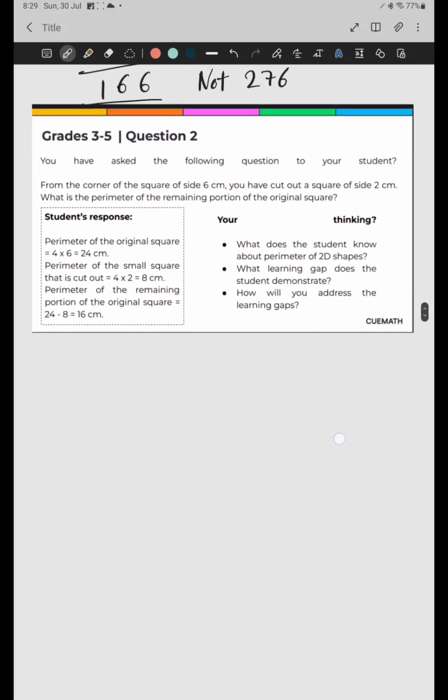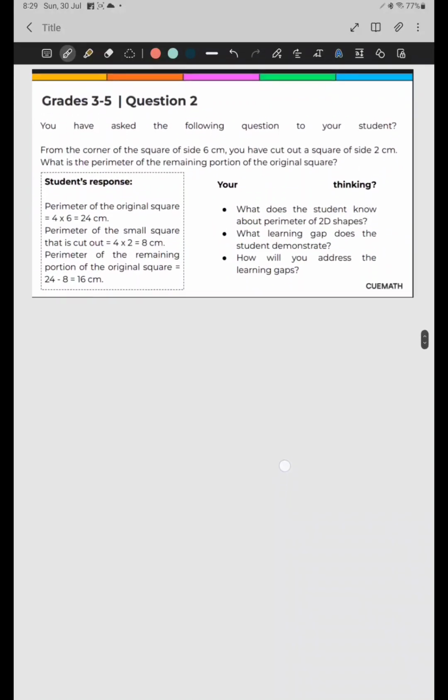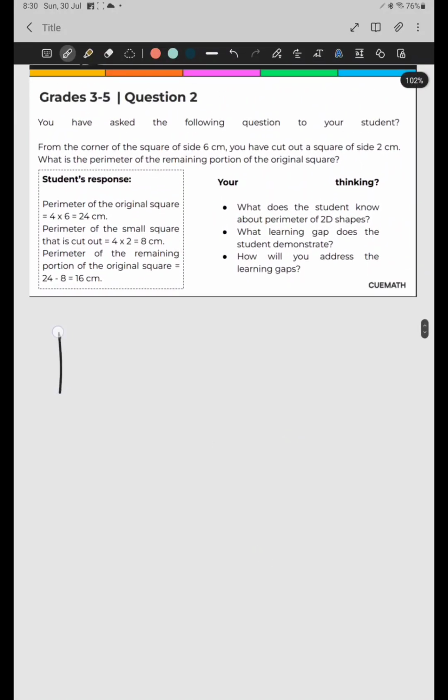this is another question a student is facing a problem with. So the student is aware that if we have a square and each of its sides is equal, that is the property of a square, so the perimeter is 4 times the side. So the student shows that he or she knows that the perimeter of a square is 4 times its side, and has applied it correctly in both cases.